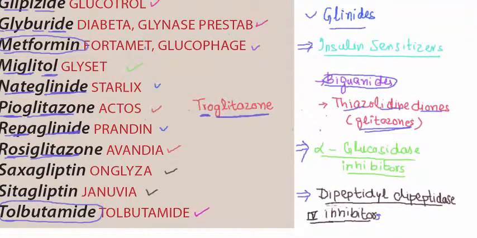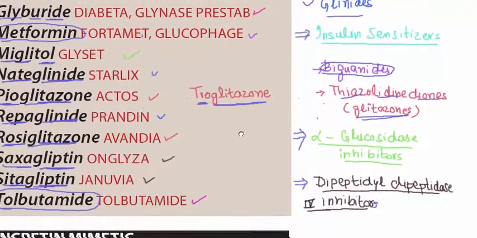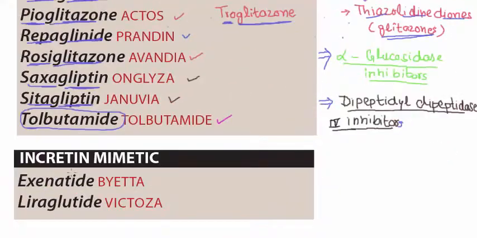And then comes the dipeptidyl peptidase 4 inhibitors, and there are two drugs in this category, which are saxagliptin and sitagliptin. So these were the oral hypoglycemics. Now comes the incretin mimetics, and in the incretin mimetics we have exenatide and liraglutide.